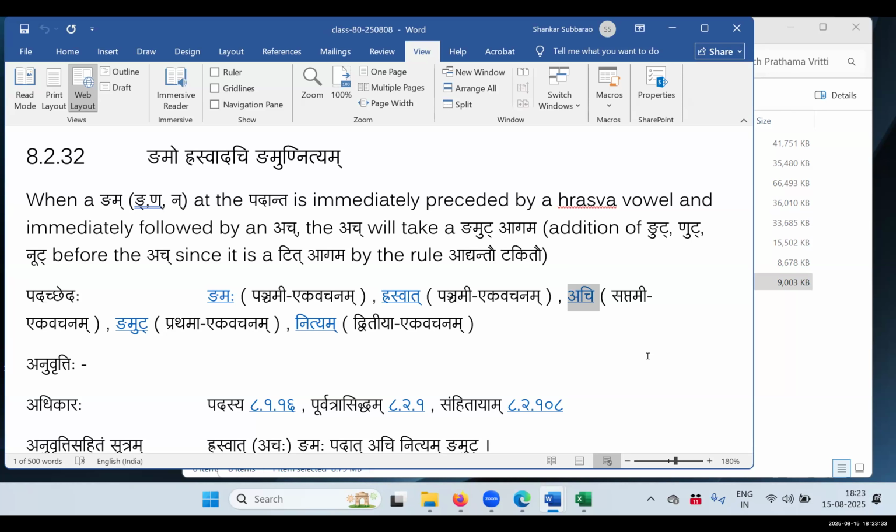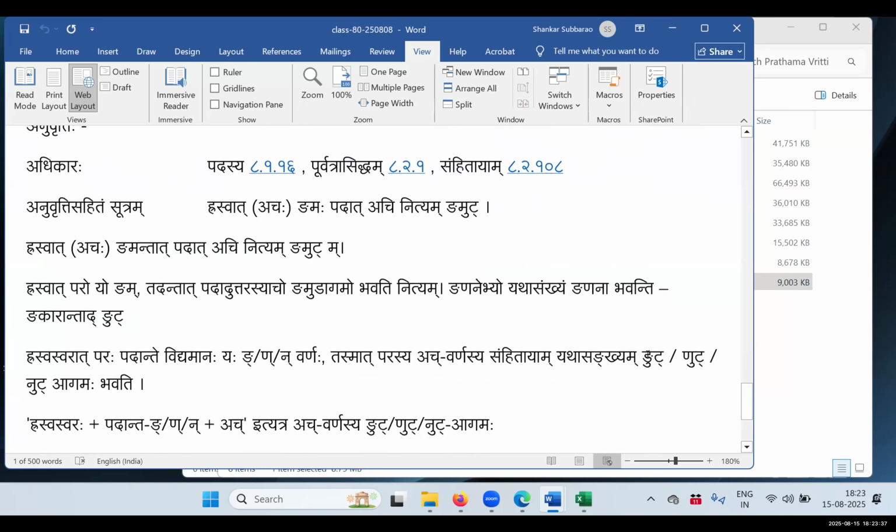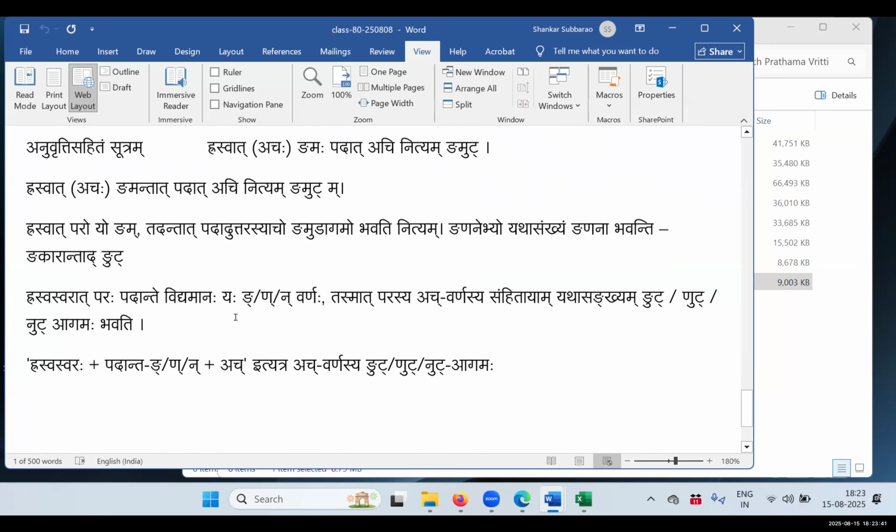Gamo hrasvadachi kamun nityam. So, these are the rules which we saw last time. All right. So, it is all yatha sankyam. So, nga, na, na will get nut, nut, and nut. Which means essentially what happens is this. Whatever this nga, na, na is there in the padanta, that letter will come again. That's what will end up happening.